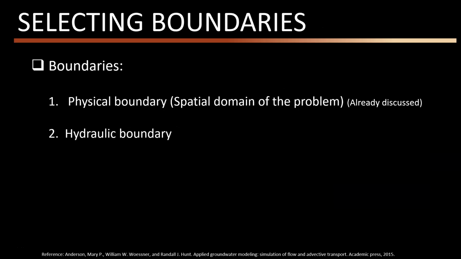In the previous video, we talked about two types of boundary that we have in groundwater modeling. The first one was the physical boundary, which technically defines the spatial domain of the groundwater model that we are looking at. Technically, it shows us how big the model is. And the second is the hydraulic boundary condition, which technically controls how the outside world is talking with our groundwater system.